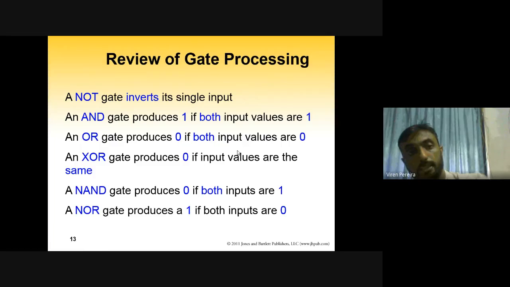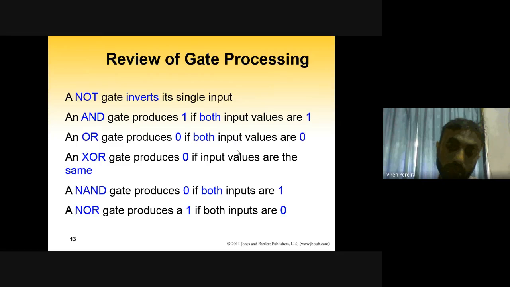Then, review of gate processing. A NOT gate inverts its single input, so it is basically an inversion gate, as they can also call it. An AND gate produces 1 if both input values are 1. So it only produces a 1 if all the input values are 1, otherwise it is 0. An OR gate produces 0 if both input values are 0. So it will only produce a 0 if both A and B are 0. Otherwise it will always produce 1.